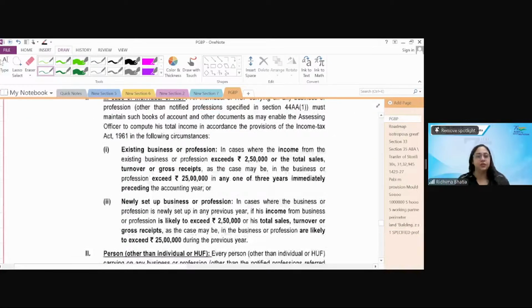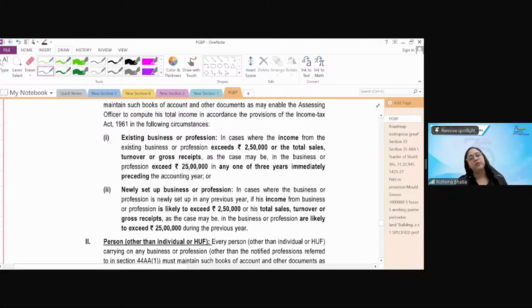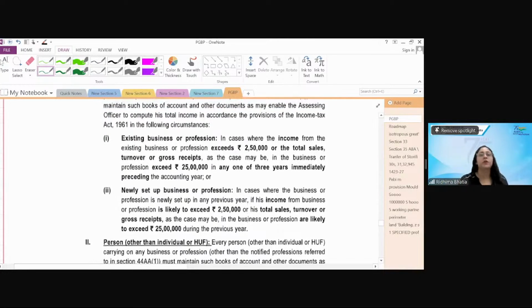So first we come to individual HF. They have to maintain the books of accounts if their income from PGBP, as in income from the business, exceeds 2,50,000. If it is not about business income, then either the total sales or gross receipts exceed 25 lakhs. Now here, in which year? In any one of the 3 years.